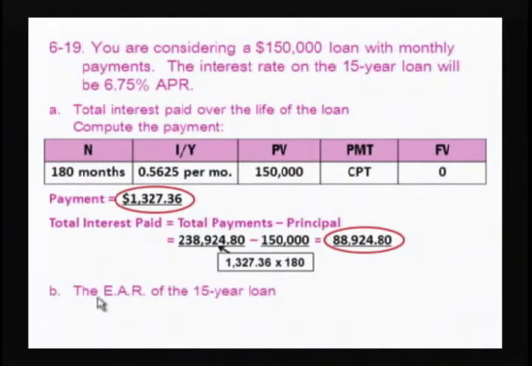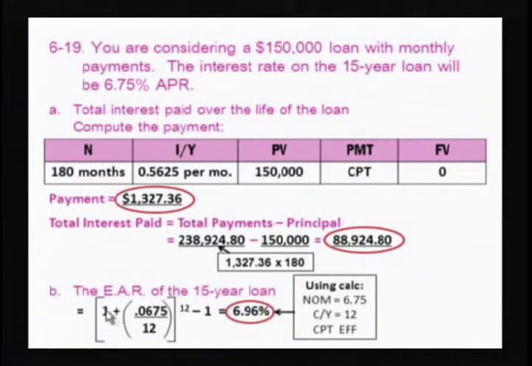In problem B, we're supposed to calculate the effective annual rate of the 15-year loan. You could take 1 plus that APR of 6.75% as a decimal, divided by 12 to get a monthly rate of a little over 0.5% per month. When you add the 1 to the monthly rate and compound it out 12 times, then you take the 1 back off, you get 6.96% effective rate.